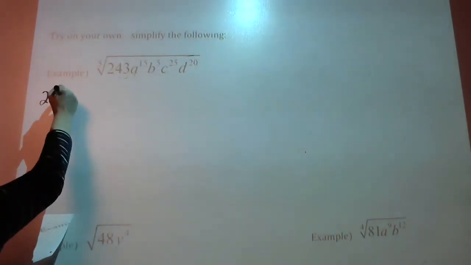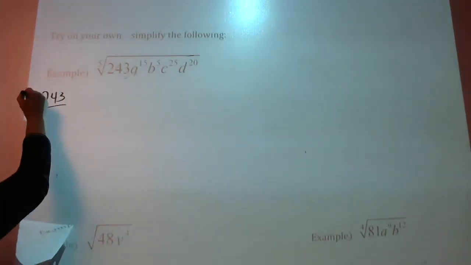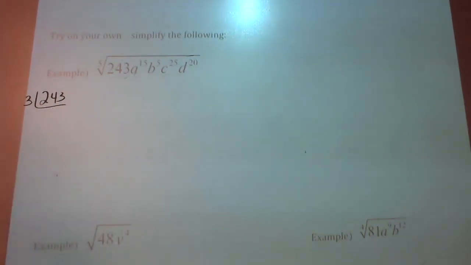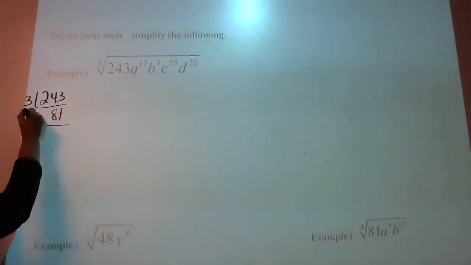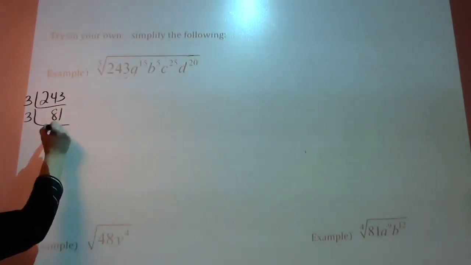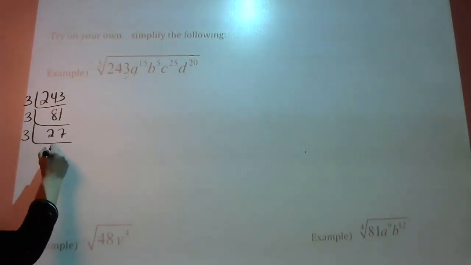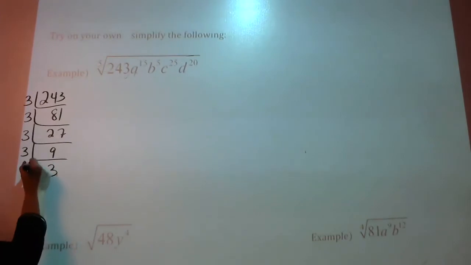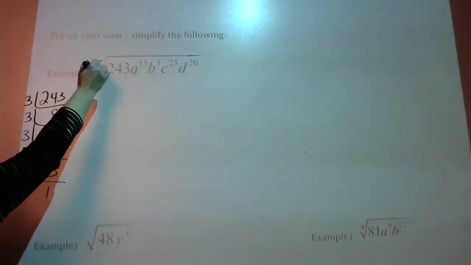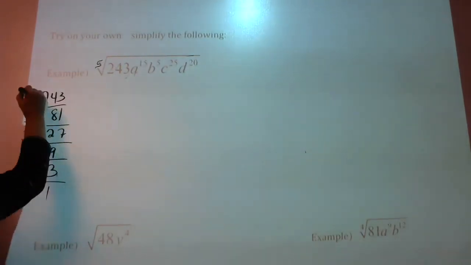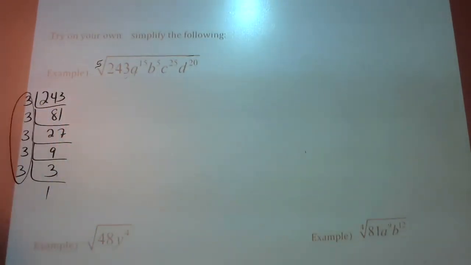243 divided by 2 doesn't work, so I start with my next prime, and my next prime is 3. That'll give me 81. 81 divided by 3 is 27. 27 divided by 3, 9. 9 divided by 3 is 3. 3 divided by 3 is 1. And I'm looking for groups of 5. So 1, 2, 3, 4, 5. Ooh, I get to circle that whole thing. That means 243 is a perfect fifth root.